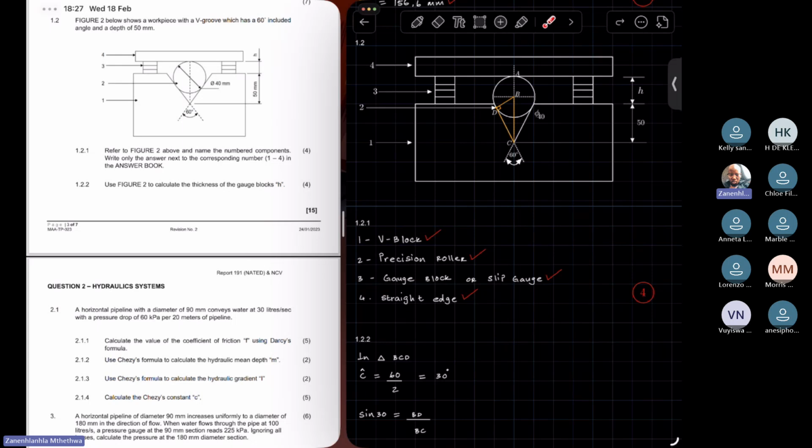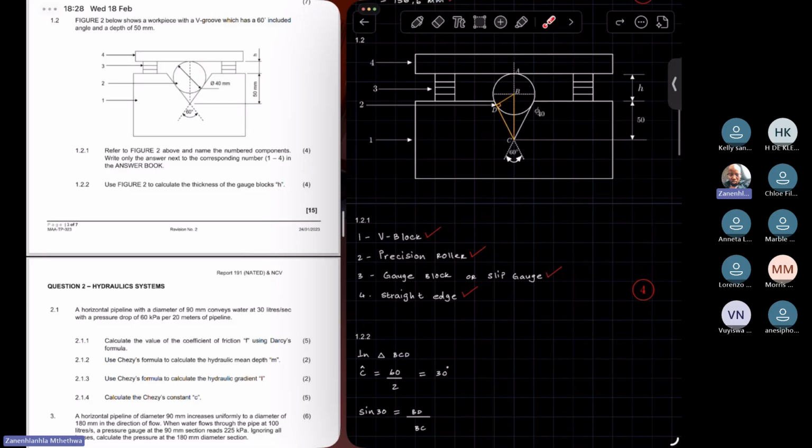Right, so by so labeling our diagram, we essentially mean that we have an expression for AC. AC is equal to AB plus BC, but AC is also equal to H plus 50. So that straight away gives you an idea that in order to get H, you need to get AC. Having established that, you now ask yourself, how are you going to get AC? What is AC also equal to? AC is also equal to AB plus BC.